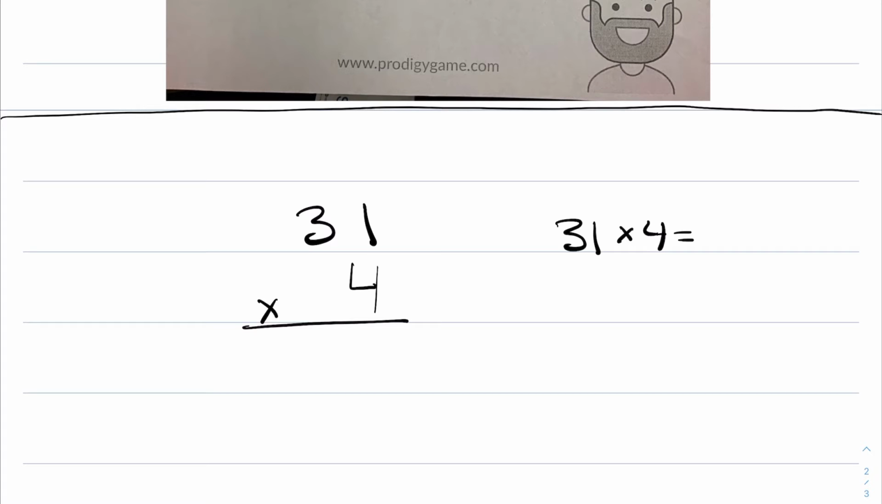Our first step is we take the 4 and we multiply it by 1 and we get 4. Then our next step, we take the 4 again and we multiply it by 3 and we get 12. So we get the answer of 124. So 31 times 4, we get 124.